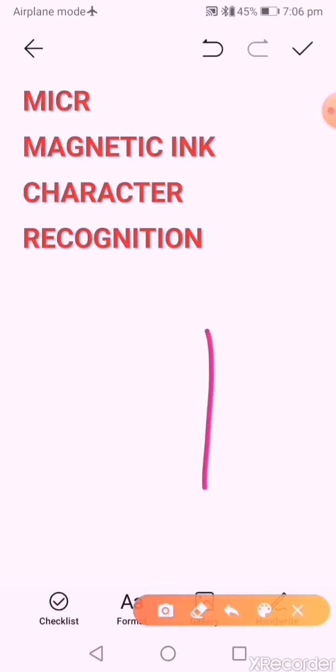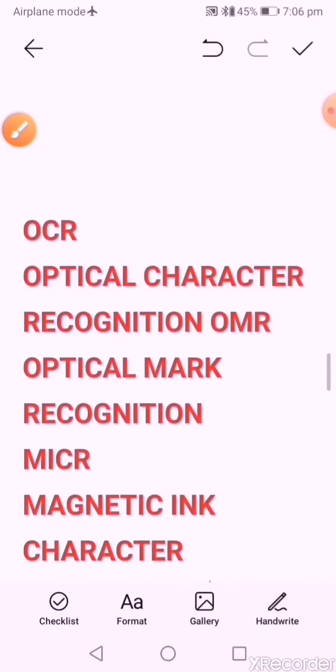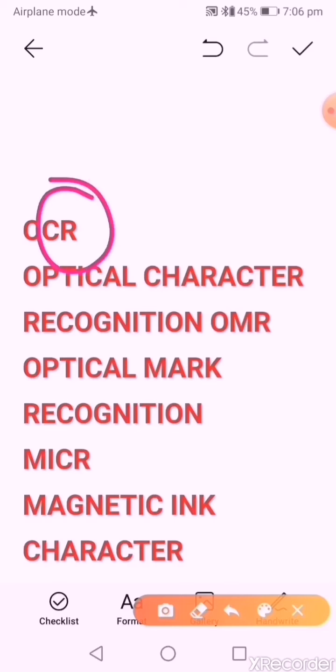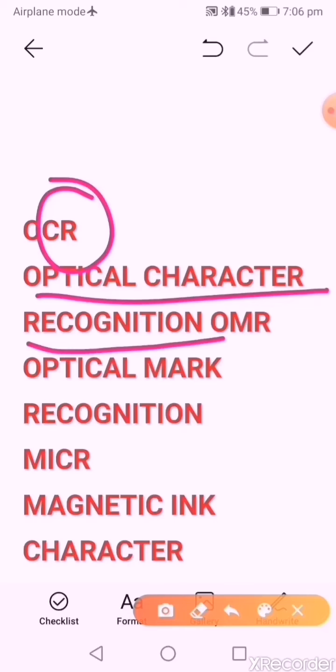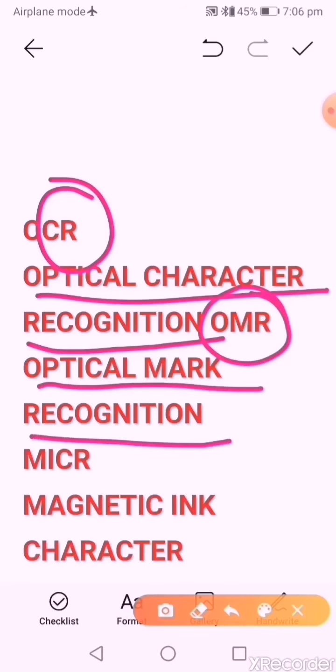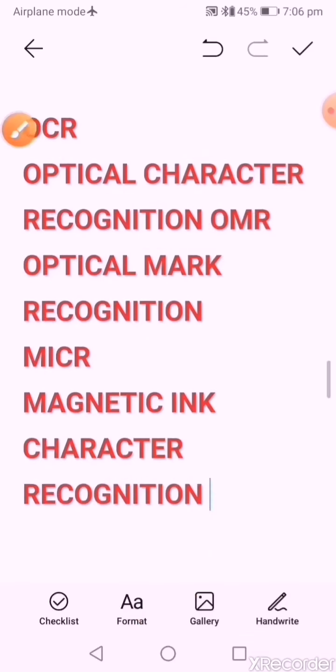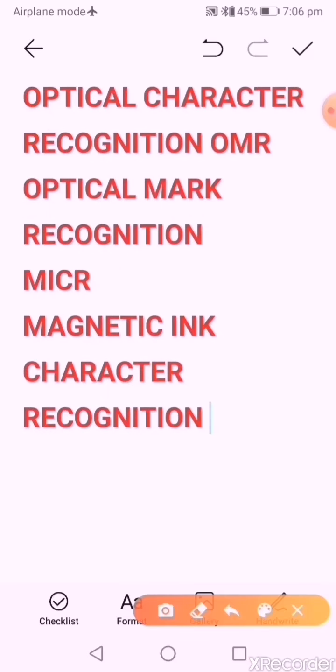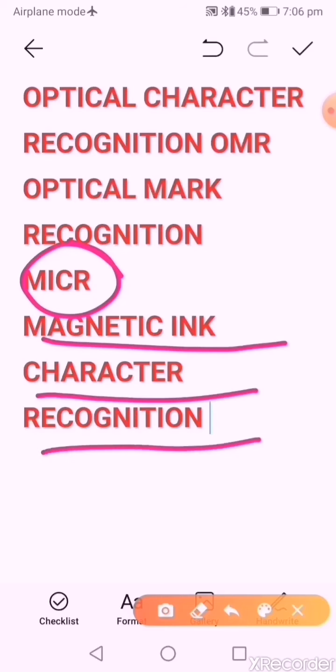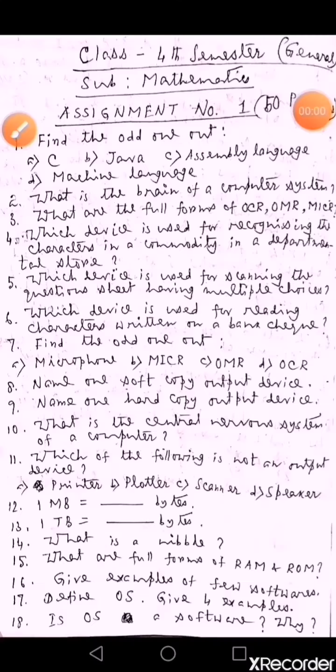So I repeat. First, it was OCR. The answer is optical character recognition. Next, it was OMR. The answer is optical mark recognition. And lastly, it was MICR. The answer is magnetic ink character recognition.